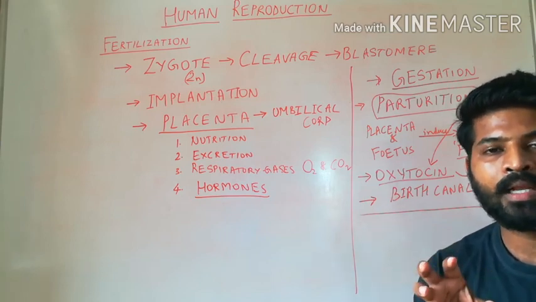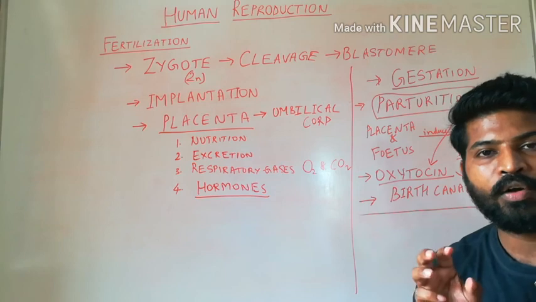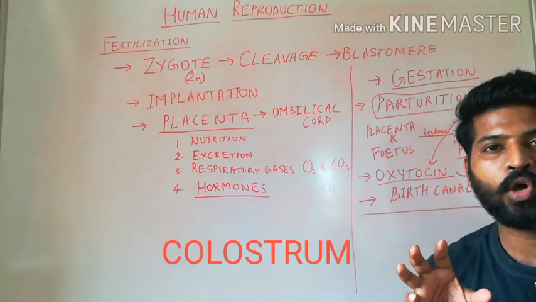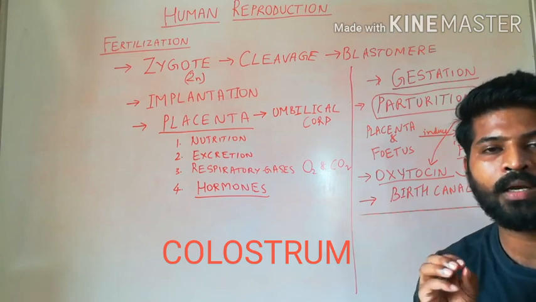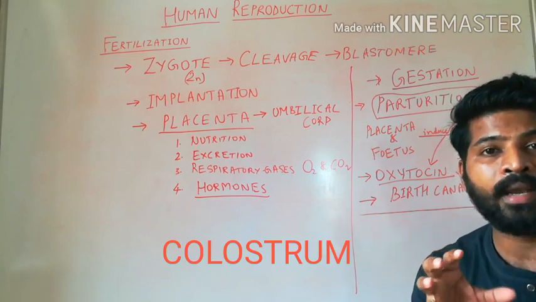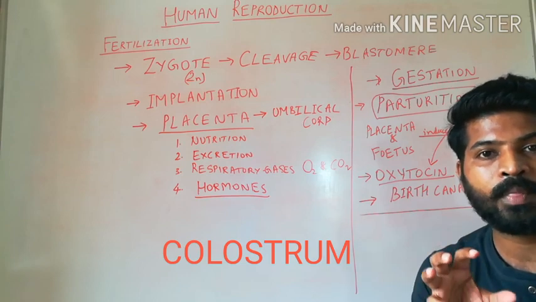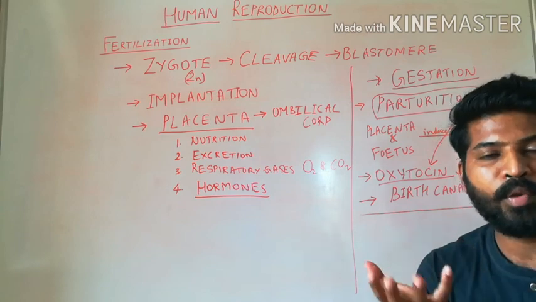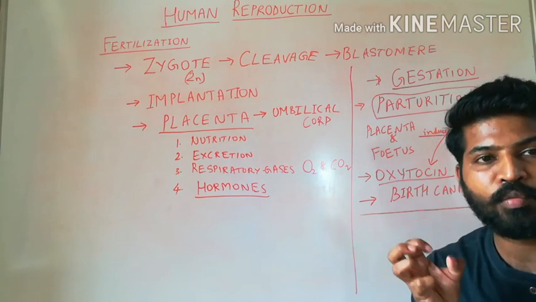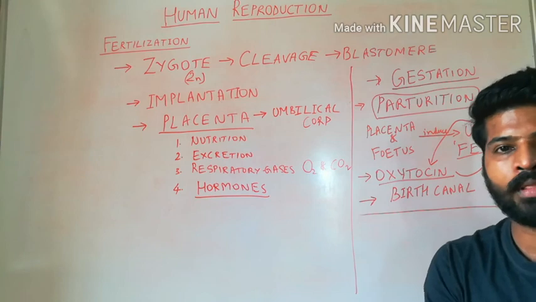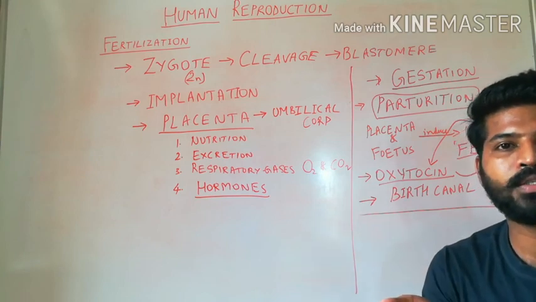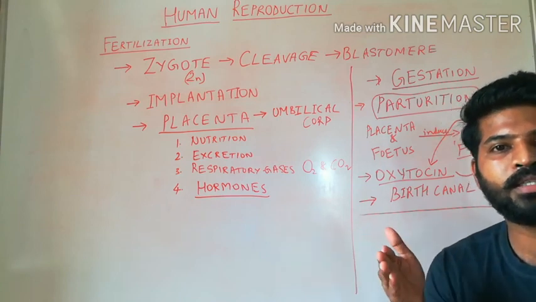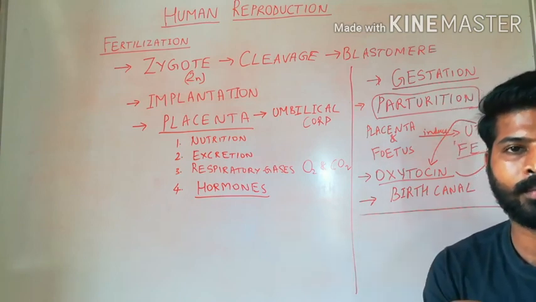The milk that is produced during the initial few days of childbirth is called colostrum. It is a thick, yellow-colored liquid. It is rich in antibodies. This colostrum is very important to develop immunity and resistance in a newborn child. Therefore, it is advised by doctors to breastfeed the child during the initial 6 months to 1 year.